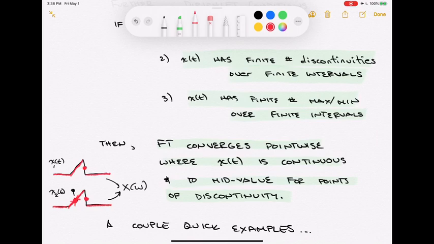Fourier would not know the difference between these two signals. It would not be able to distinguish or tell a difference. It would not give us a different spectrum between x1 of t and x2 of t. Does that matter to us as engineers? Not really, because you could never generate the signal x2 of t.